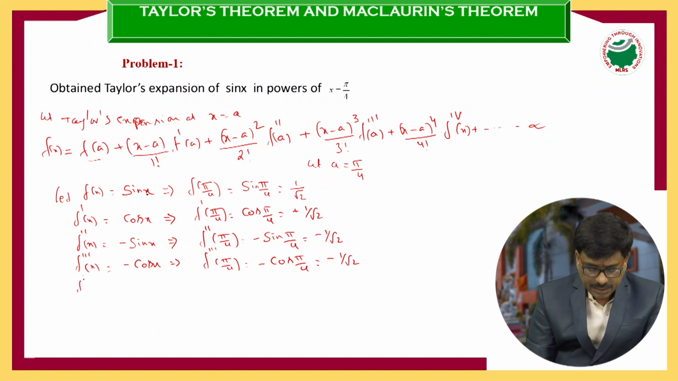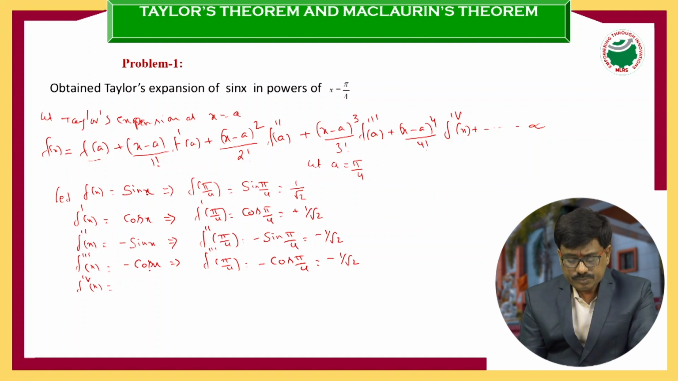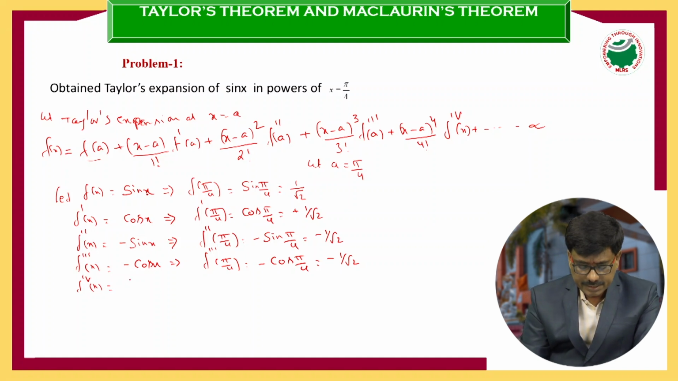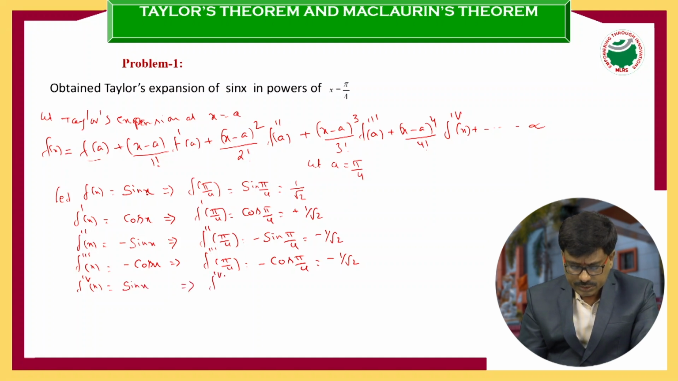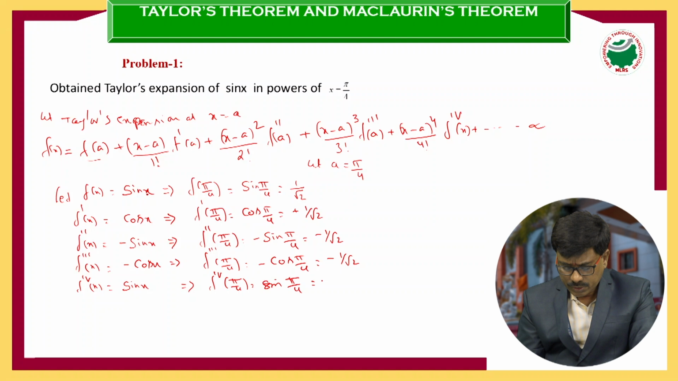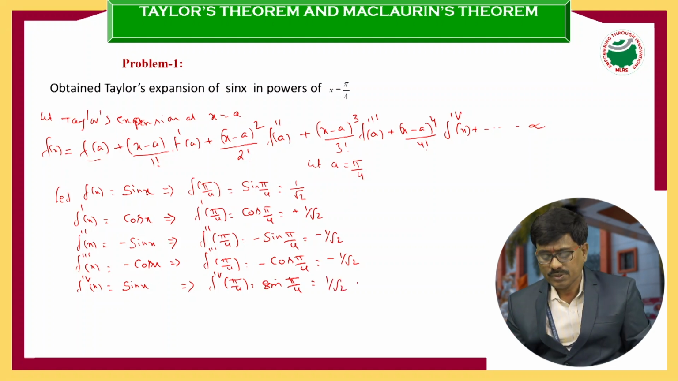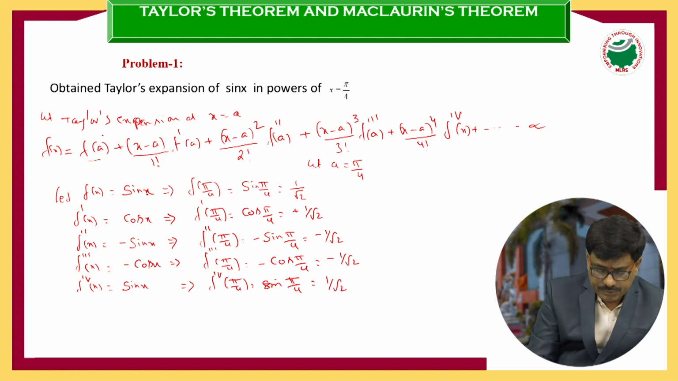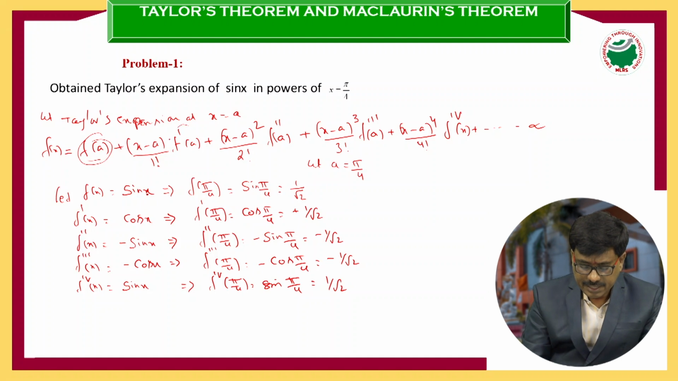Similarly, we calculate the fourth order derivative of this function. The derivative of cos is minus sin. Already there is a minus, so it becomes sin x. That implies the fourth derivative of pi by 4 is equal to sin pi by 4, which is 1 by root 2.